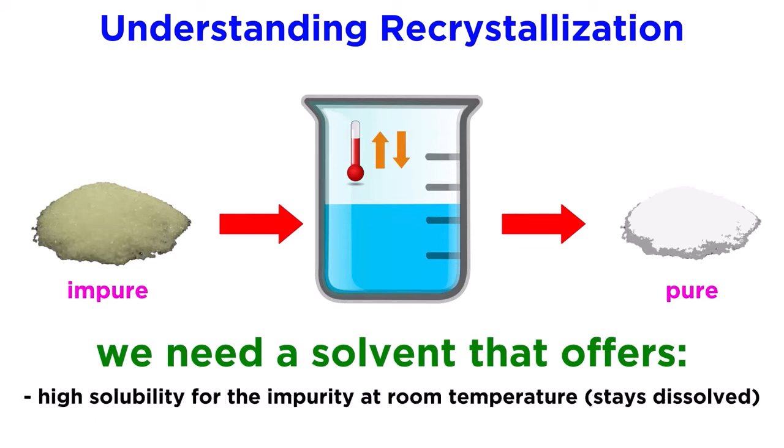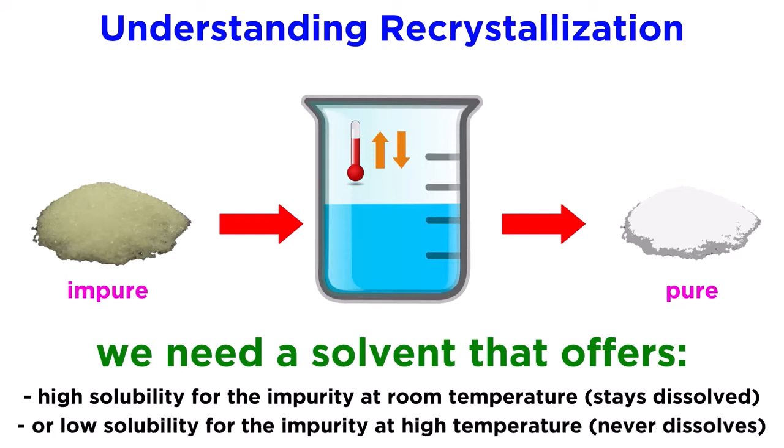In addition, the ideal situation involves an impurity that is soluble at room temperature so that it remains in solution even when it cools and has no opportunity to precipitate along with the desired product. Or similarly, the impurity could remain insoluble even at the higher temperature so that once the solid dissolves, we can simply remove the solid impurity by filtration.